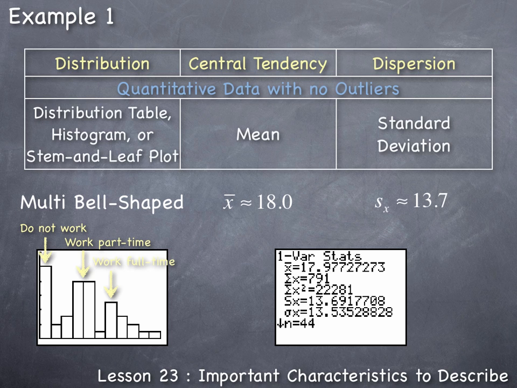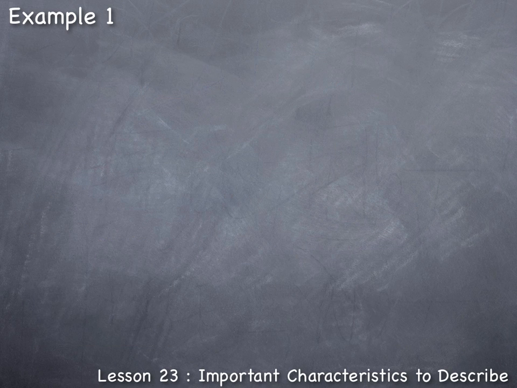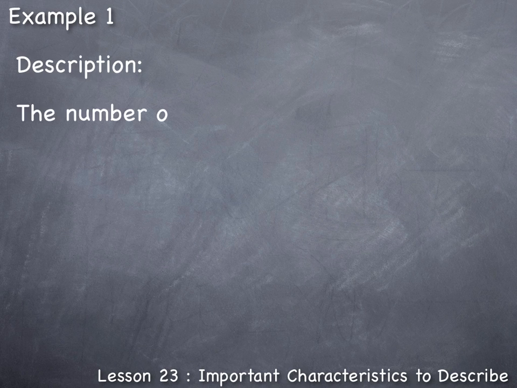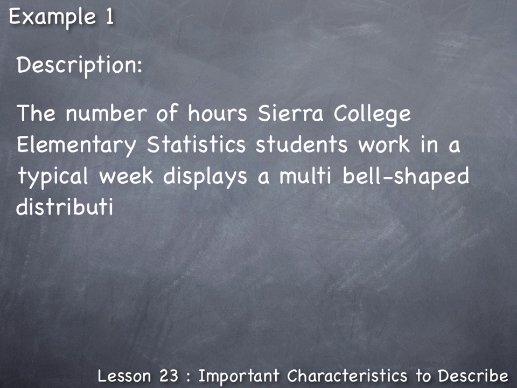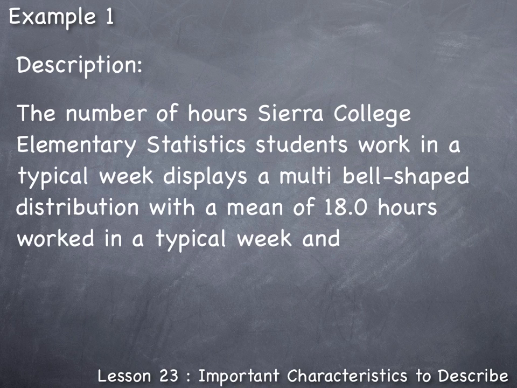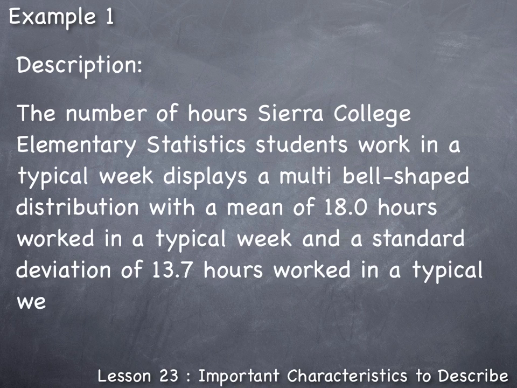Now we could take each of these results, and then using words of the problem, we can give a description of this data. The number of hours Sierra College Elementary Statistics students work in a typical week displays a multi-bell-shaped distribution, with a mean of 18 hours worked in a typical week and a standard deviation of 13.7 hours worked in a typical week.